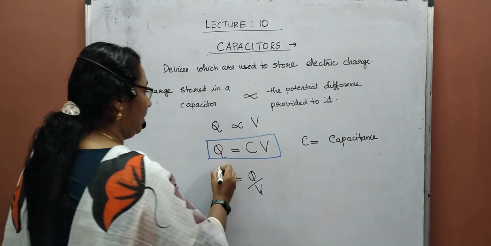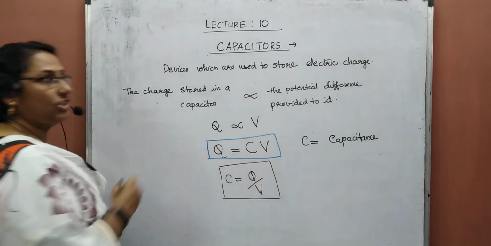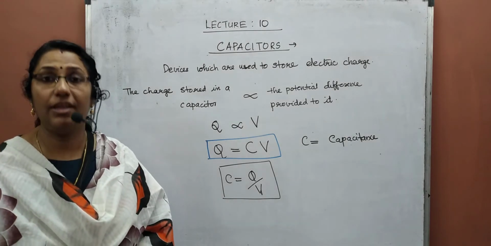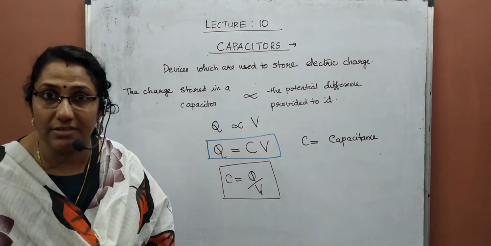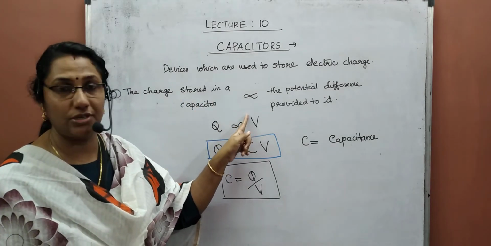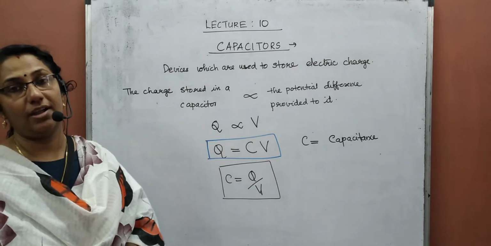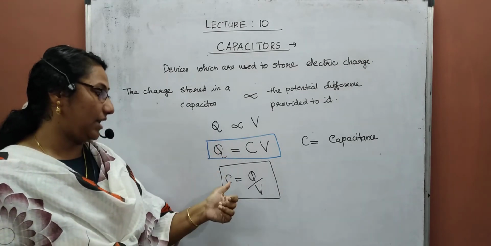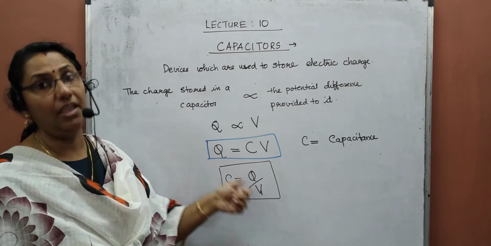So, a capacitor may store charge, but in order to store the charge inside it, it requires certain potential difference. And the charge stored in the capacitor will always be directly proportional to the potential difference provided to it. Q is proportional to V, Q is equal to CV, and C is equal to Q by V.